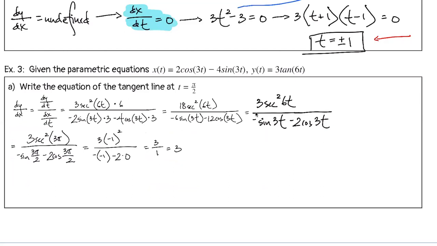All right. So to finish this problem, we need to plug this into our point slope form. So I can already fill in this 3, and I have my x and y. Now I need to find my x1 and my y1, okay? So to find my x1, I'm going to plug pi over 2 into the equation for the x, and I get negative 4, so a positive 4. And when I plug pi over 2 into the y equation, I get 3 tangent of 3 pi, which is going to give me 0.